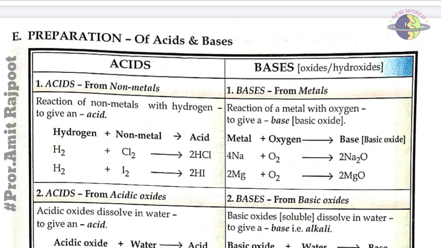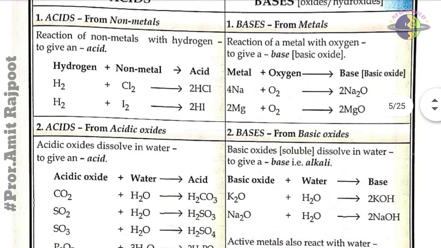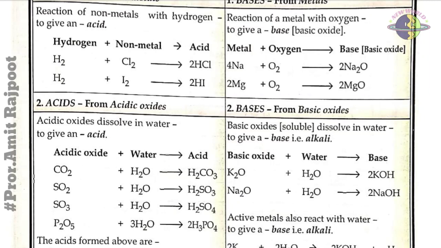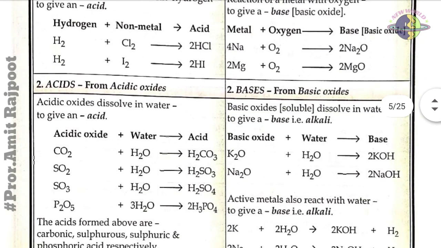And here on the right side, when a metal combines with oxygen, two metals are given, sodium and magnesium. When they combine with oxygen, they will form a base, for example Na2O. Next, acids from acidic oxides. Acidic oxide combines with water to form acid.